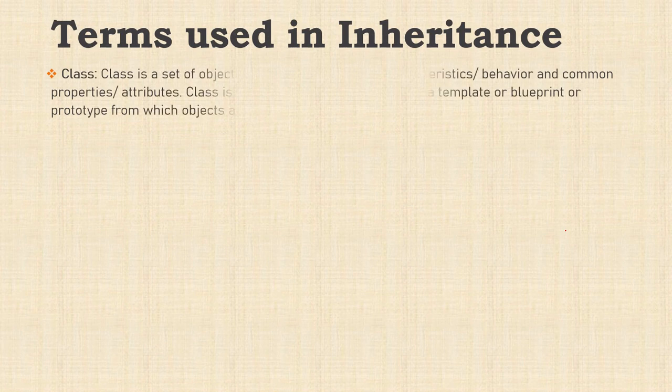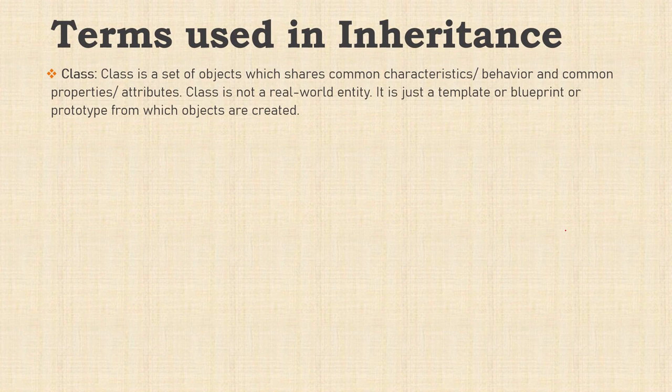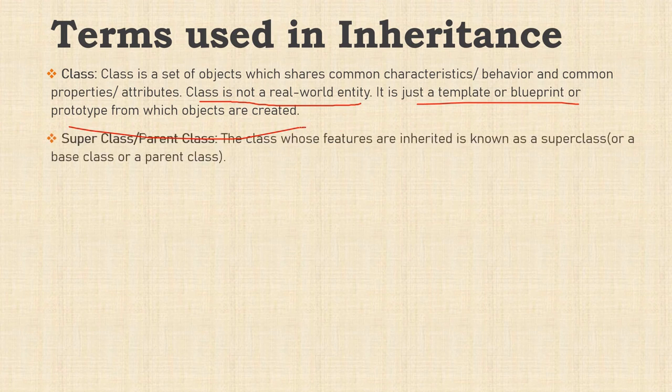Now we are going to understand the terms used in inheritance. First, class. A class is a set of objects which share common characteristics, behavior, and common properties. A class is not a real-world entity. It is just a template, blueprint, or prototype from which objects are created. So it's the basic thing: a blueprint or prototype of an object.